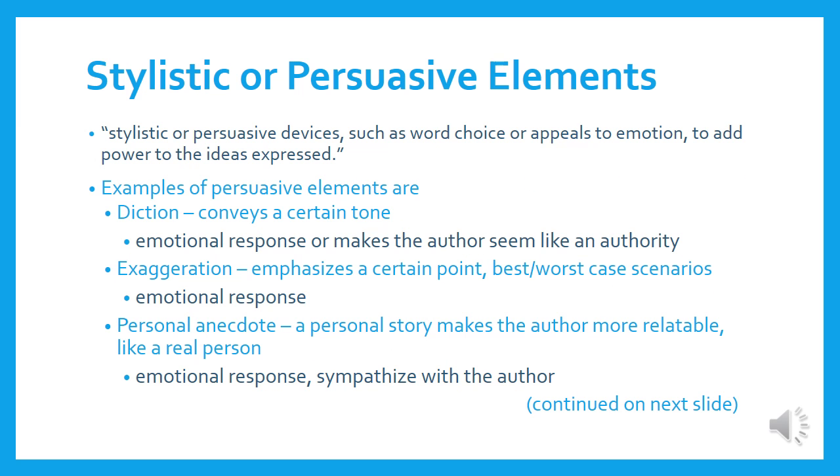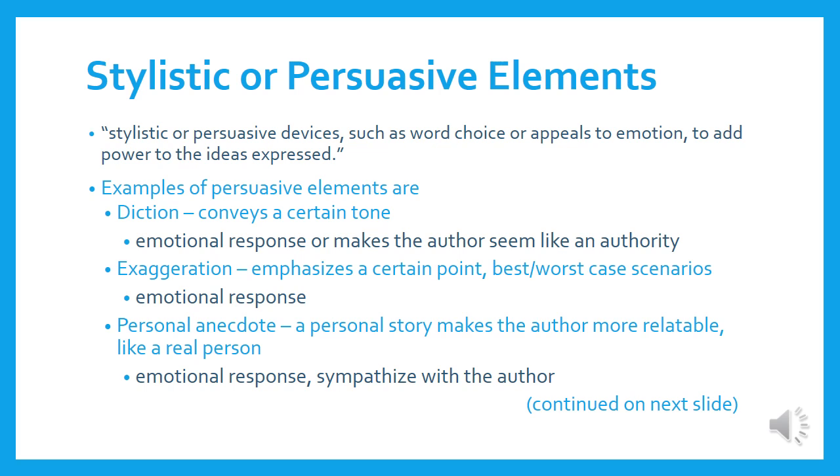The third bullet point asks you to consider how an author might use stylistic or persuasive devices such as word choice or appeals to emotion in his or her argument. The potential list of these is really long, but again, let's focus on what the SAT seems to focus on. They are diction, exaggeration, personal anecdote, repetition, irony, rhetorical questions, and imagery. Again, I have explanations for each on the slide, but I won't read them. Feel free to pause now and do that yourself.